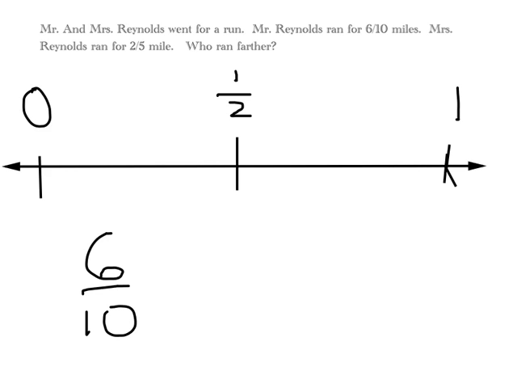We know that Mr. Reynolds ran 6/10 of a mile. Well, if we look at 6/10, we know that the numerator is greater than half of the denominator, which means a half is 5/10. So 5/10 is the equivalent for half. So we know that 6/10 has to be greater than 1/2. Not by much, but greater. So we're going to put 6/10 on our number line.